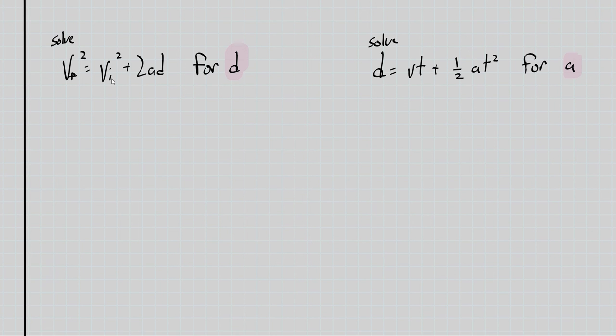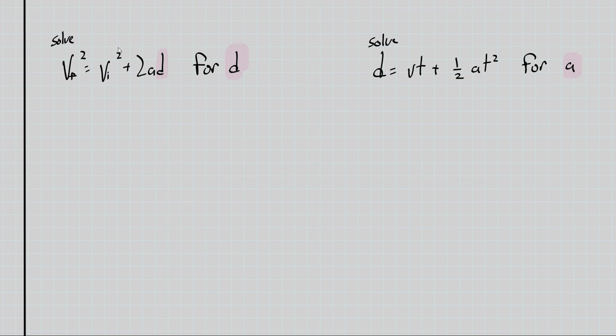Here, solve vf squared is equal to vi squared plus 2ad for d. Okay, let's find d. This looks maybe a bit more frightening than the last example. It's got exponents in it, it's got subscripts in it, but it's not. It's fine. We can do it. So I want to solve for d. d is my variable of choice. I want it to be alone.